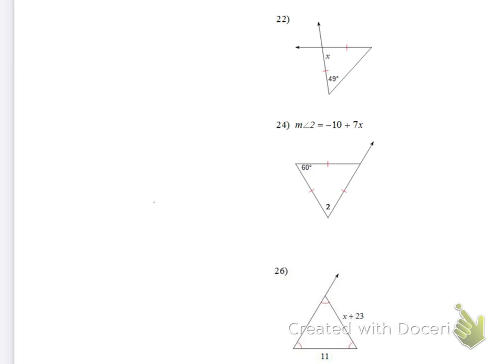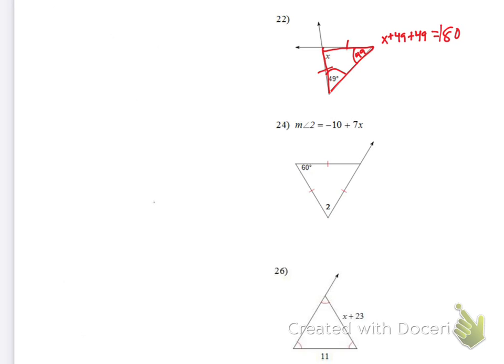All right, 22. Here's your triangle. Same thing, two sides equal, right? If the two sides are equal, that means this base angle is going to be the same as this base angle. And again, same thing. When I add them all together, I'm going to do x plus 49 plus 49. When I add all three, they have to equal 180 degrees.